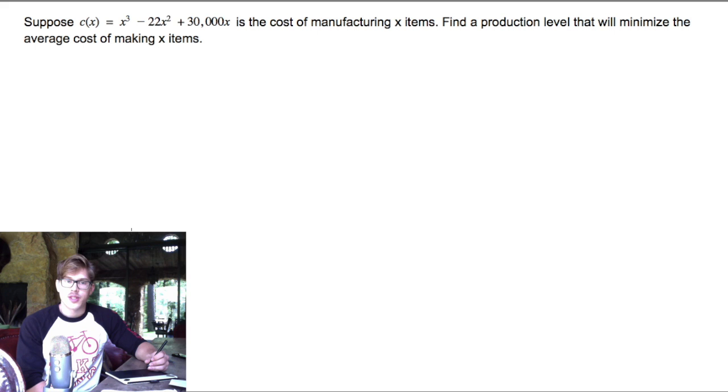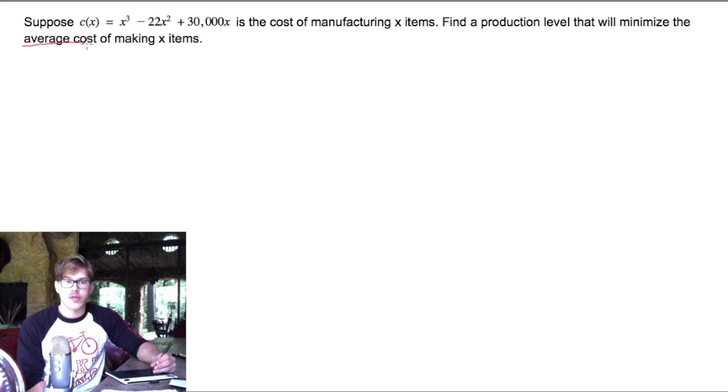But let's get started. Suppose C of x equals x cubed minus 22x squared plus 30,000x is the cost of manufacturing x items. Find a production level that will minimize the average cost of making x items.